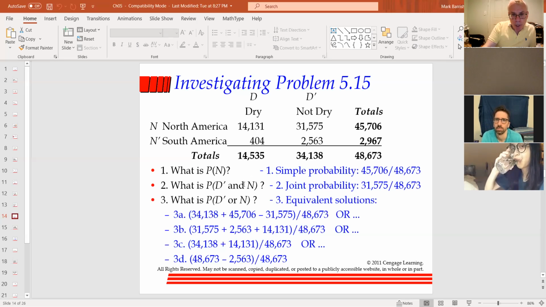Okay? Whenever you have the word "and," that's joint. But simply one of these four numbers divided by 48,673. Of course, we could also have conditional probabilities here too, right?